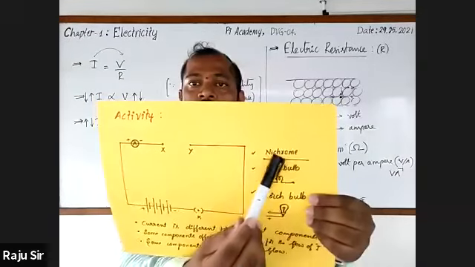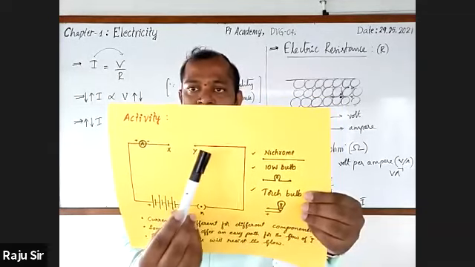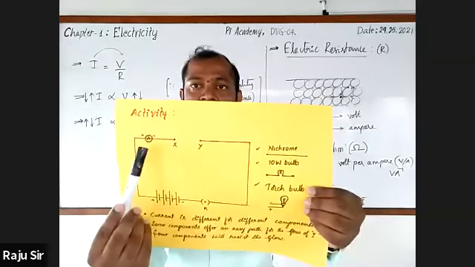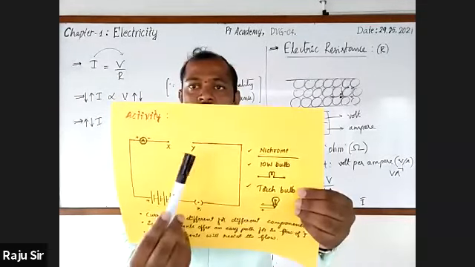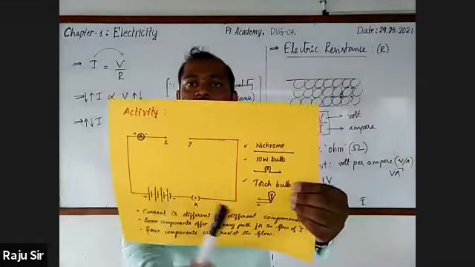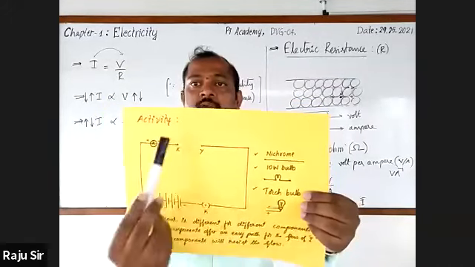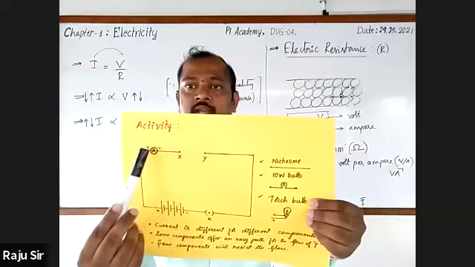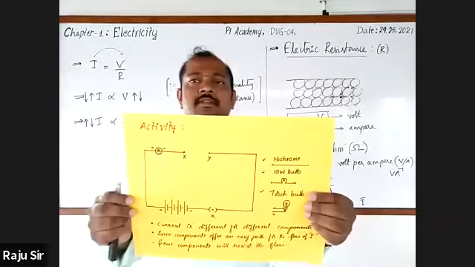First, we will connect nichrome in place of XY, then we will record the current in the ammeter. Similarly, next the electric bulb will be connected, and we will record the current in the ammeter. In the same way, we will take the torch bulb, connect it in place of XY, and then take the reading of the current in the ammeter. Then what may be the readings? Just go for guessing.